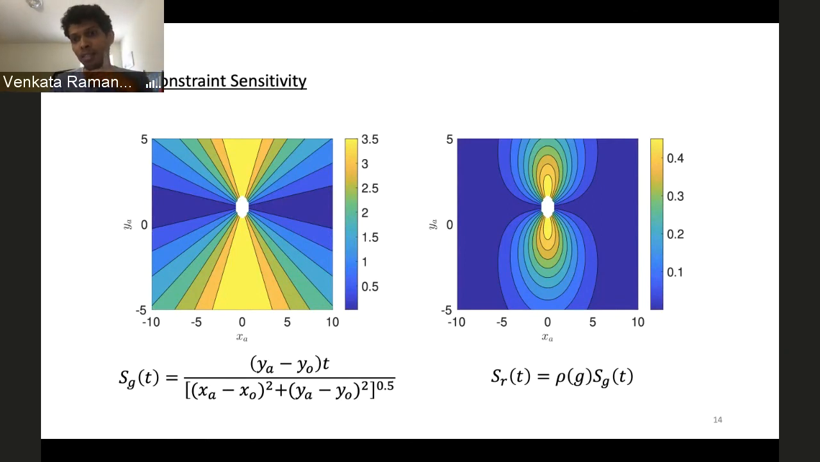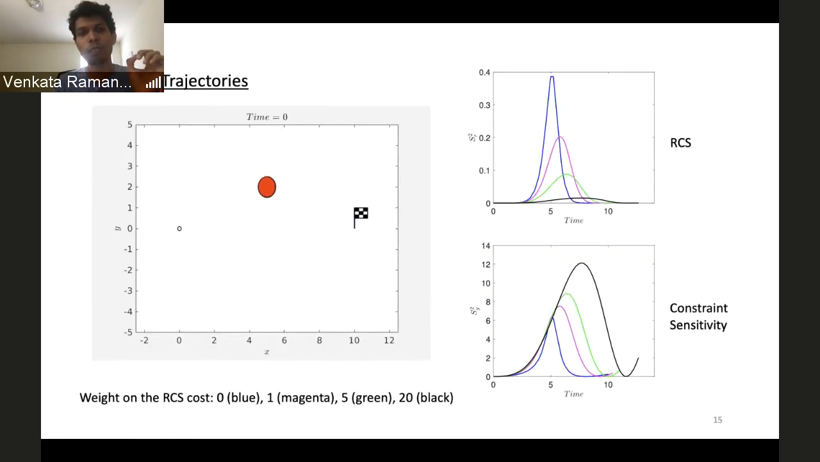And you can quickly realize that in the relevant constraint sensitivity, the value of RCS is more prominent around the obstacle, while in the constraint sensitivity, because you are looking at just the constraint sensitivity alone, its value doesn't really depend on the position of the agent with respect to the obstacle, and this can lead to some interesting phenomena which you will see in the next slide.